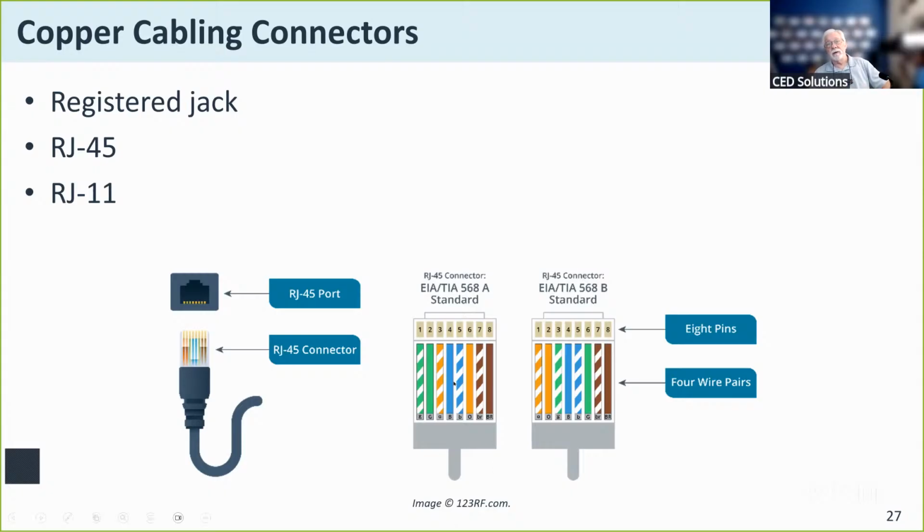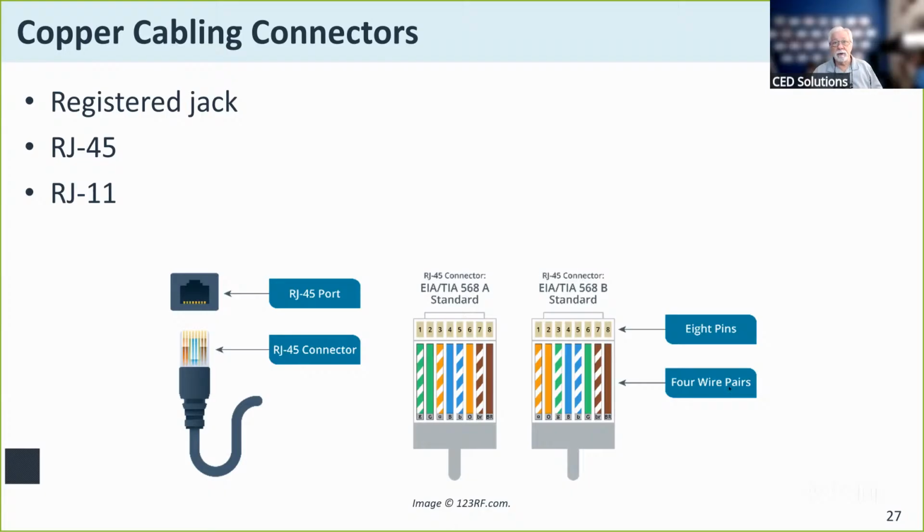The A standard here is this color coding. Pin number 1, green and white striped wire. Pin number 2, solid green wire. Pin number 3, orange and white striped wire. Pin number 4, solid blue. Pin number 5, striped blue and white. Pin number 6, solid orange. Pin number 7, brown and white stripe. Pin number 8, brown solid.